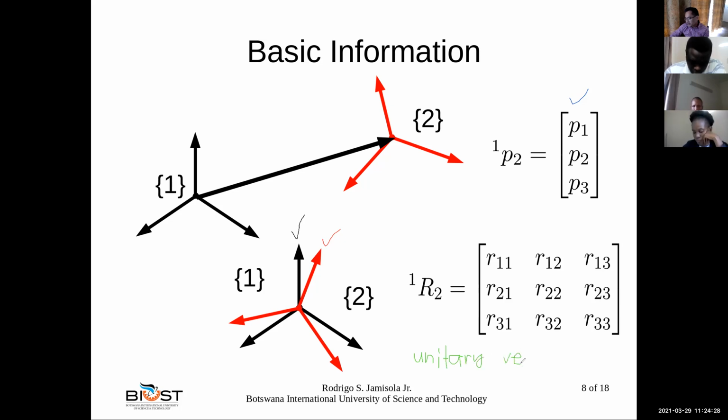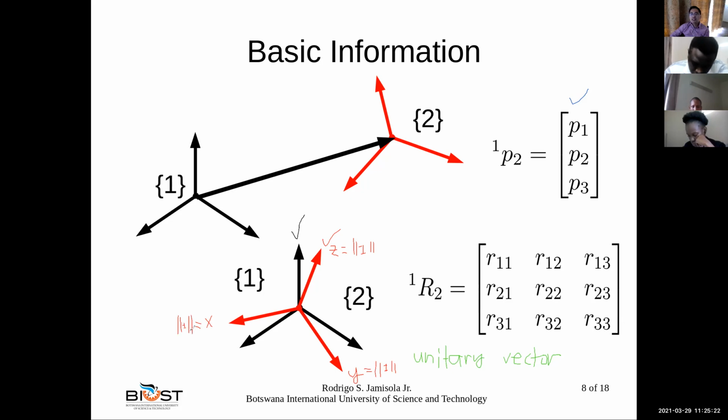Unit vectors, when we are discussing rotation. So that means that this vector component, for example, the x component of frame 2, the y component of frame 2, and the z component of frame 2. We say that this exact vector that we are considering is a unit vector, that is, the norm is equal to 1. The norm of each of them is equal to 1.